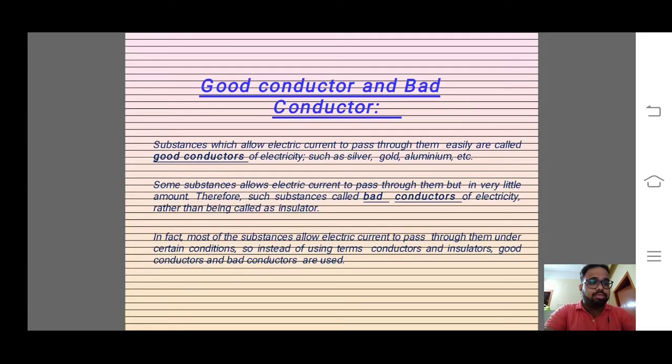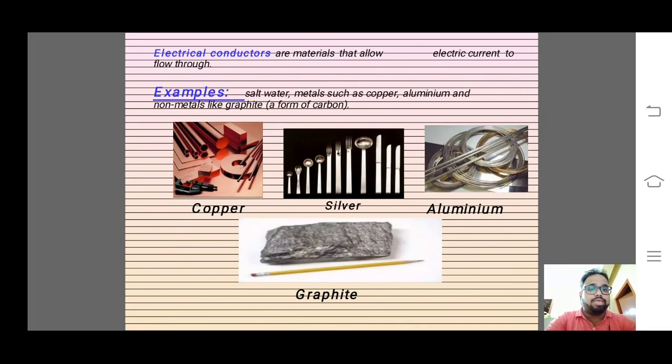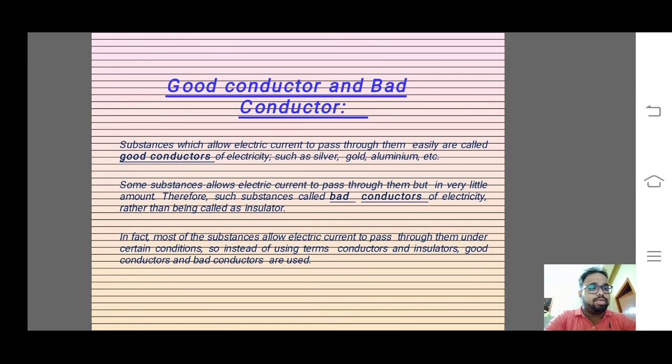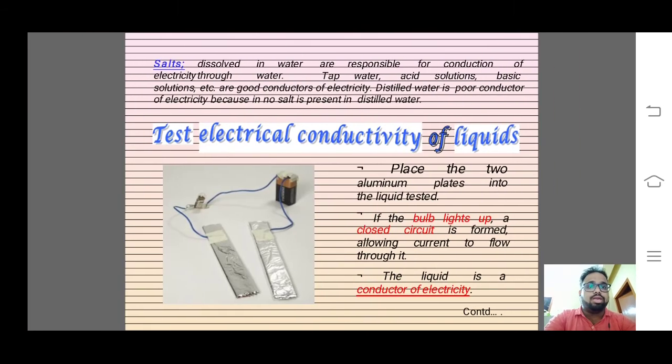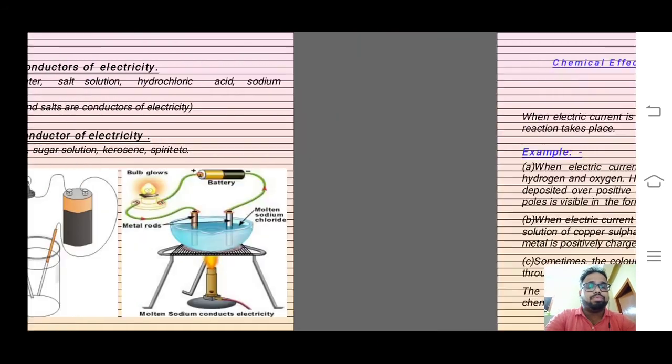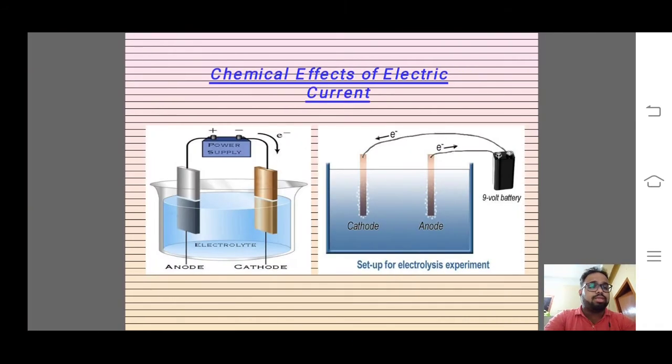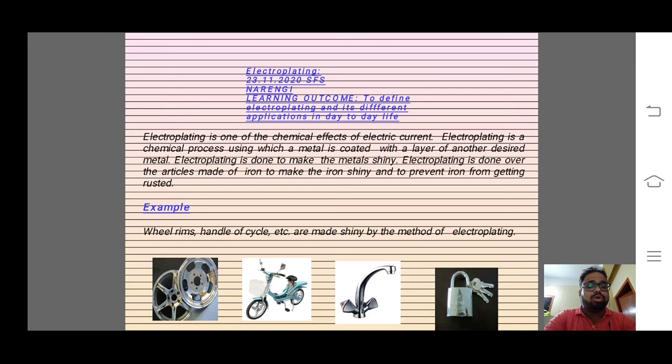Good morning, students. Today we start the next topic. We're discussing chemical effects of electric current. These are the things we discussed already: insulators, liquids, conductivity. Then the chemical effects of electric current we discussed in the last class. Today we'll be discussing the most important topic of this chapter, and that is electroplating.